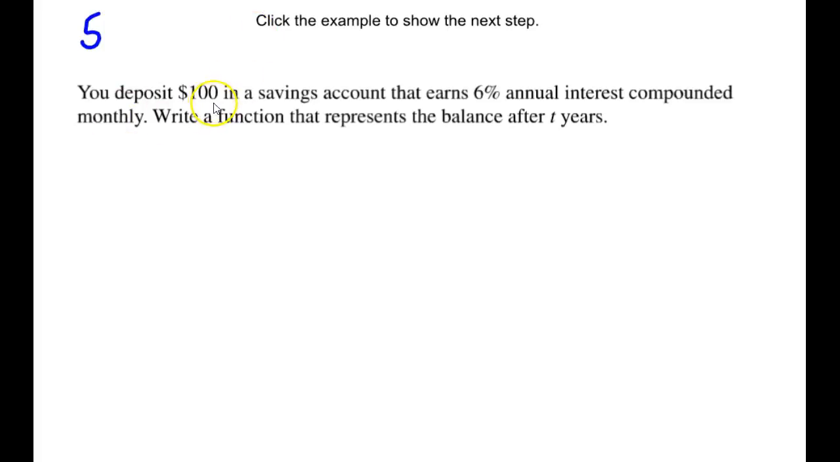So I deposit $100 in a savings account that earns 6% annual interest compounded monthly. Write a function that represents the balance after t years. So first I want to see the things that I have. I see that I have an initial amount.